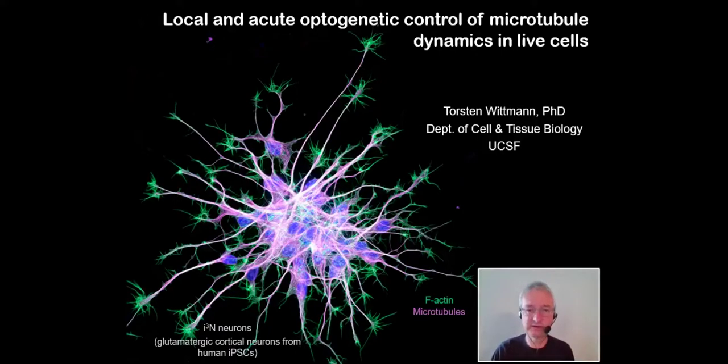As vividly illustrated by this image of differentiating stem cells, neurons are some of the morphologically most complex cells in our bodies, and microtubules play a critical role in generating this complexity.